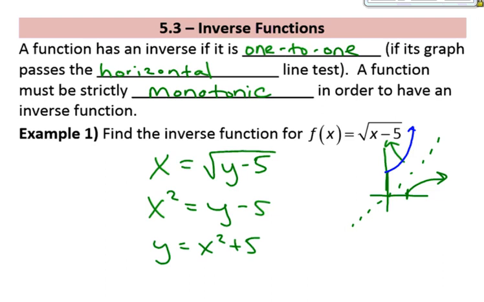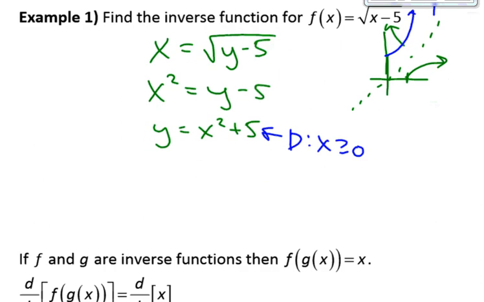So remember that the domain and the range for inverse functions are flipped. So if the domain of the square root of x minus 5, sorry, let's talk about the range, I'm sorry. If the range of the square root of x minus 5 is y greater than or equal to 0, then the domain for x squared plus 5 would be x greater than or equal to 0. You can see that graphically. So that's something that you want to watch out for when you're taking inverses, is you have to define your inverse function with its restricted domain.